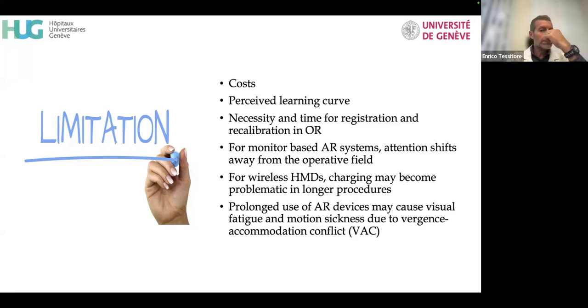There is, of course, a learning curve. It is very fast, I would say, for monitor-based augmented reality, and a bit slower for microscope-based. But as neurosurgeons, we have used the microscope since the beginning of our training, so injecting computer-generated images is not a problem at all. There is, of course, a necessity and time for registration and recalibration in the OR, because there must be a perfect overlay of the computer-generated image and the real world.